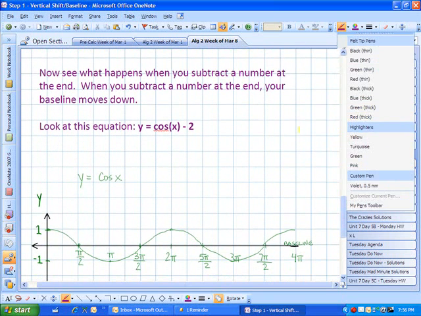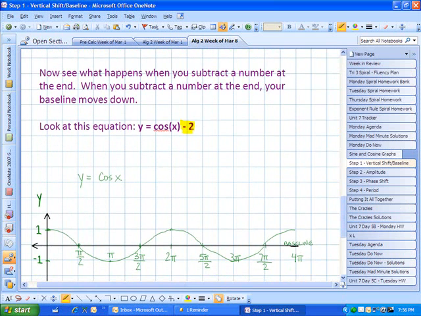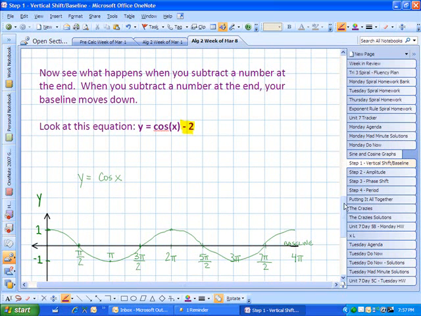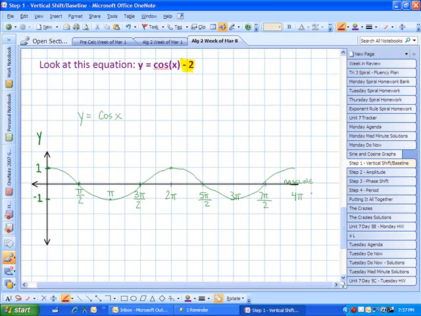This one also has a baseline shift. It's minus 2 outside the parentheses, which means we need to move our baseline. What do you think? That's right, you're brilliant. Move it down 2. So instead of the baseline being right here on the x-axis, it is now down here at -2. So we draw a dashed line that represents our baseline and finish drawing the cosine function. Y equals cosine of x minus 2.